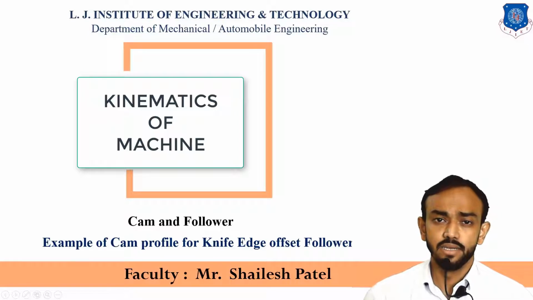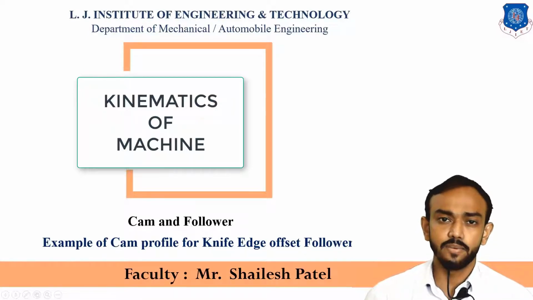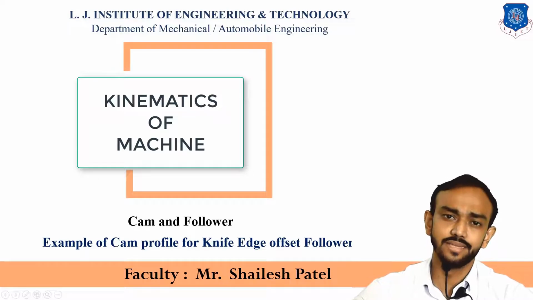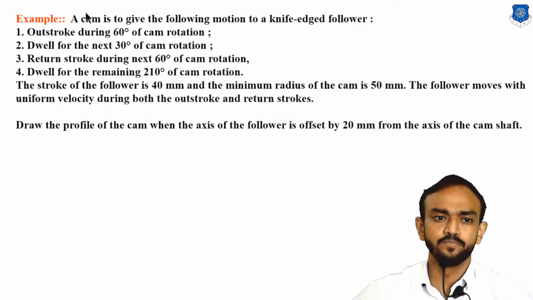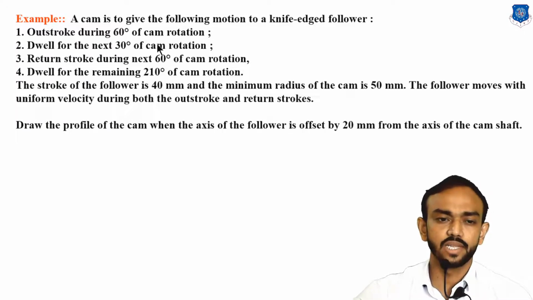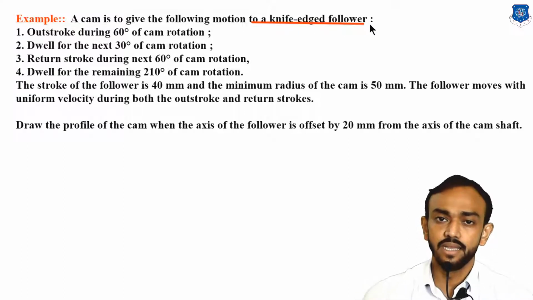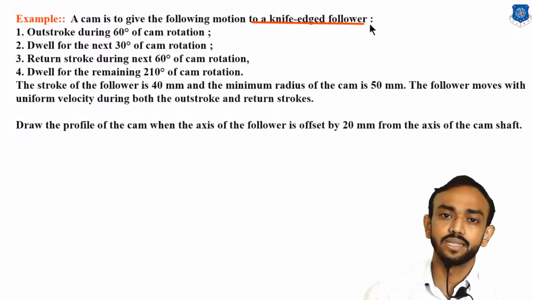In this lecture, we will continue our examples of cam profile. In the last example we completed the simple one, without offset. Now we are going to take one numerical with offset, which is more complex than our last. As you can see in the given data, the cam is to give the following motion. A knife edge follower is there. In the last example we completed the cam profile with a knife edge follower, but there was no offset. In this example there is an offset.